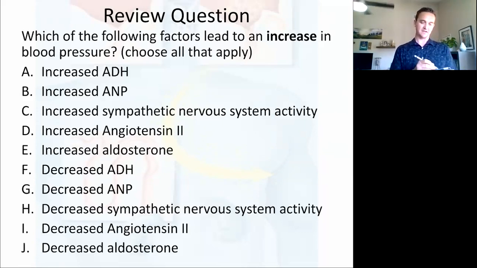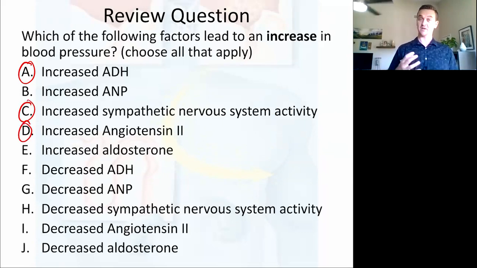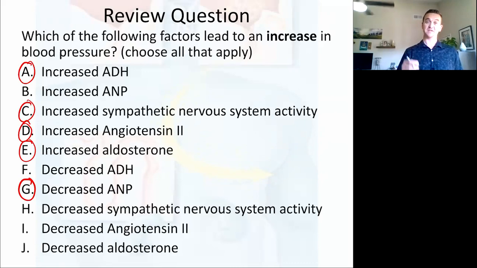And now let's look. So definitely an increase in ADH, that causes us to hold on to more water, right? Definitely an increase in sympathetic nervous system activity because that squeezes down our blood vessels, right? Definitely an increase in angiotensin II because that causes us to hold on to more salt, which also causes us to hold on to more water as well. Also that increase in aldosterone because that's going to primarily deal with the salt portion, the sodium portion, okay? And then G, decrease in ANP, okay? Increased ANP would lead to a decrease in blood pressure, but a decrease in ANP would lead to that increase in blood pressure, okay? And those are the ones that are true.